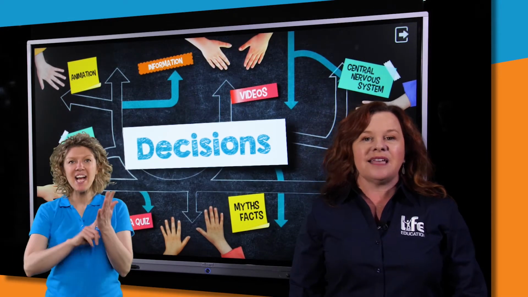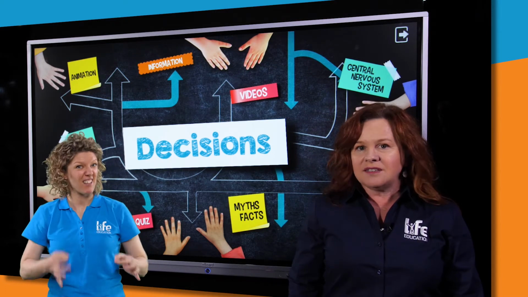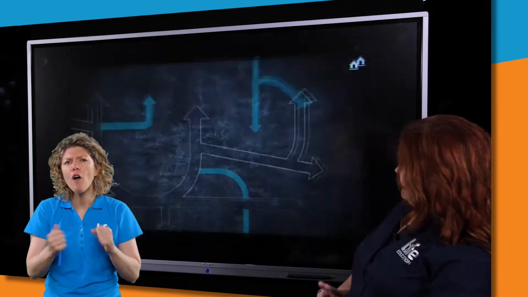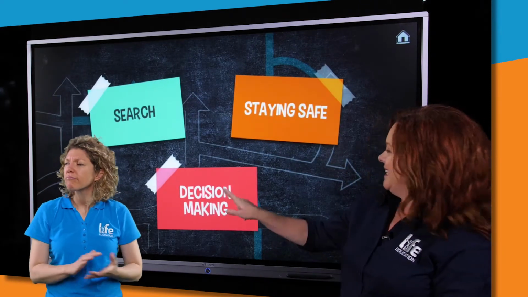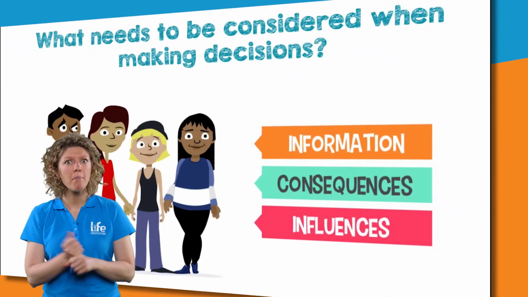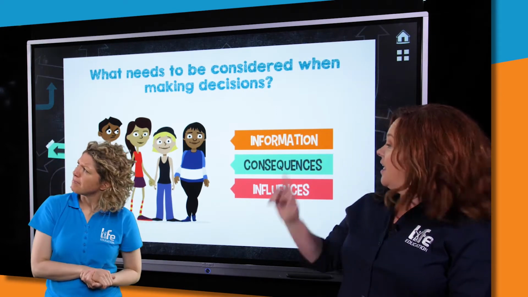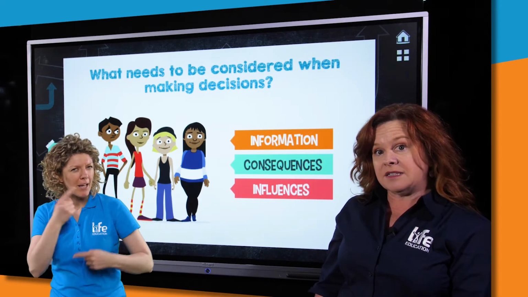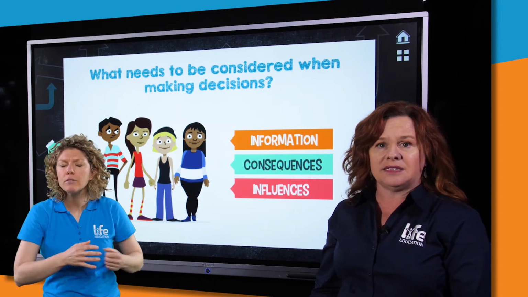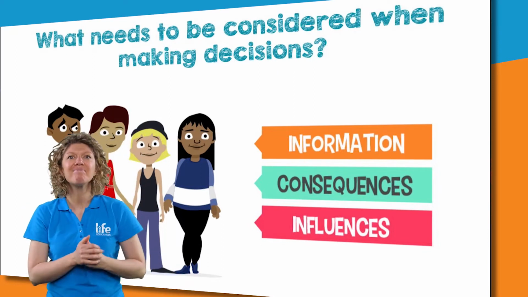Welcome back. This is our second session in the Decisions module. You might remember that last time we met, we talked about decision making. When we make a decision, we need to consider three very important things: the information that we have, the possible consequences of our decision, and who or what is influencing us when we make our decision. Today we're going to go back up here to number one, information.